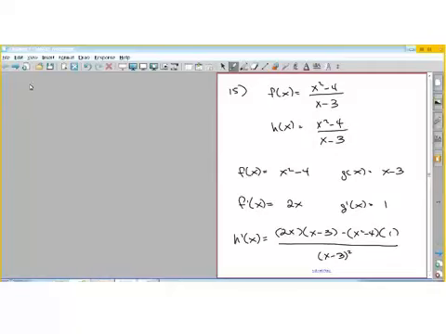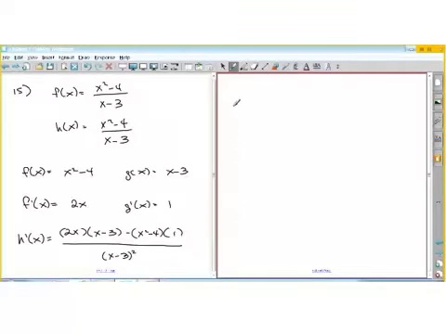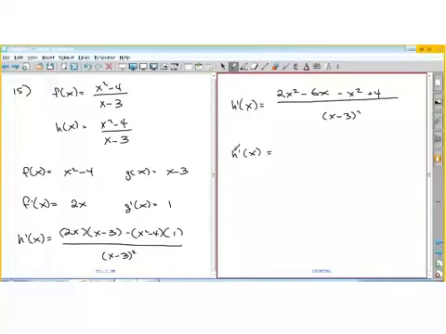I'm going to go ahead and simplify the numerator just because it's not that hard. So we multiply it out. You get 2x squared minus 6x from this, and then you would get negative x squared plus 4 from this. Negative x times 1, and negative times a negative is positive, all divided by x minus 3 quantity squared, and then combine like terms, so we get x squared minus 6x plus 4, because 2 minus 1 is 1. Get that. So that's h prime of x.